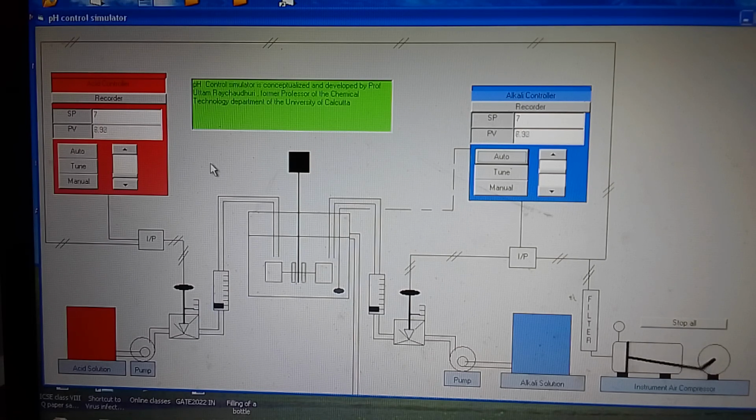This is connected in series, so both are connected and both produce output. This signal goes to the acid valve and this signal goes to the alkali valve.